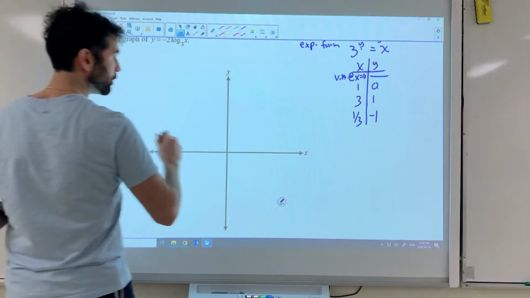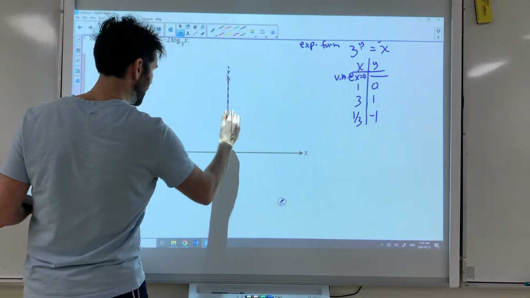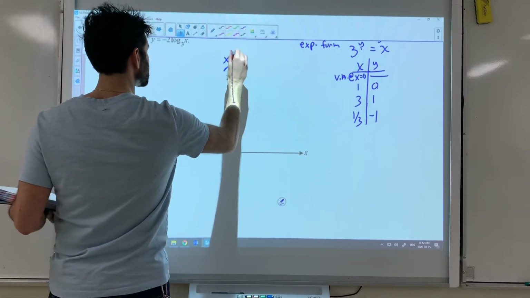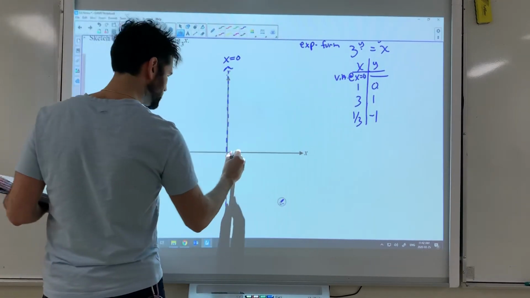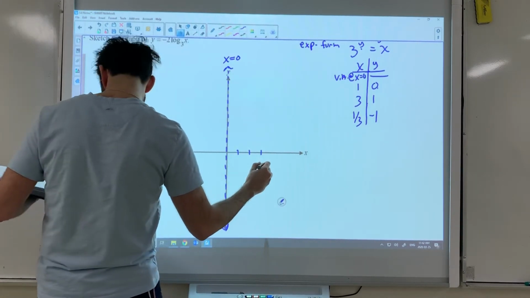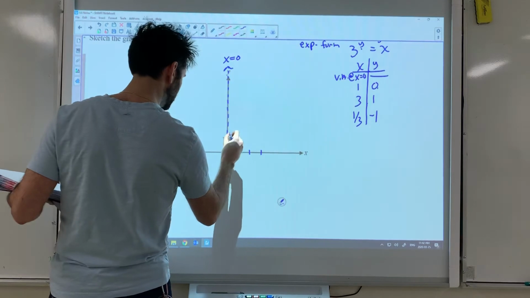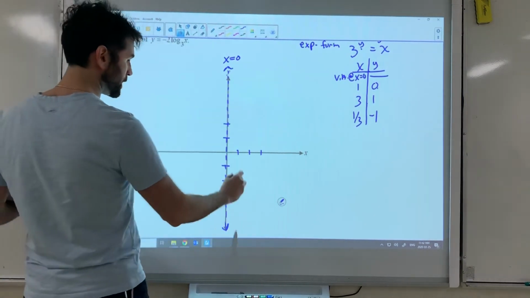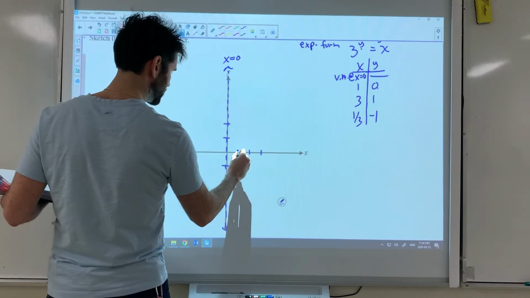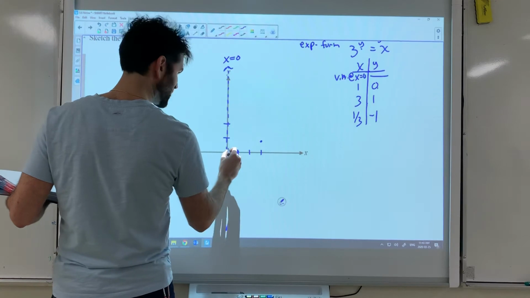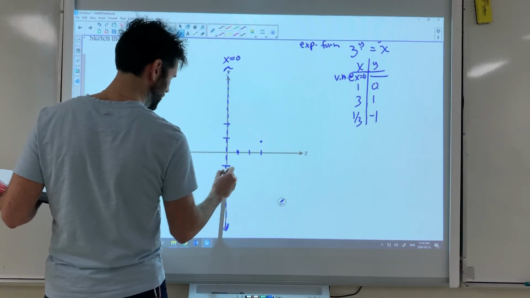Okay, so we know the vertical asymptote is right there, x equals 0. Let's put a couple tick marks on here. I don't know how many we're going to need. There. So when x is 1, y is 0. Perfect. When x is 3, y is 1. When x is 1/3, y is -1. So I'm not even going to label that one.